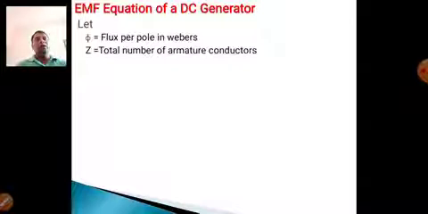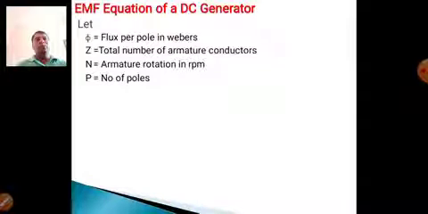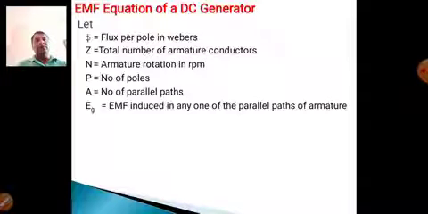Z is the total number of armature conductors. N is the armature rotation speed in RPM, rotations per minute. P is the number of poles. Each machine has different poles, 2-pole machine or 4 poles. A is the number of parallel paths. Eg is the EMF induced in any one of the parallel paths of the armature. So we have to find the total generated EMF.